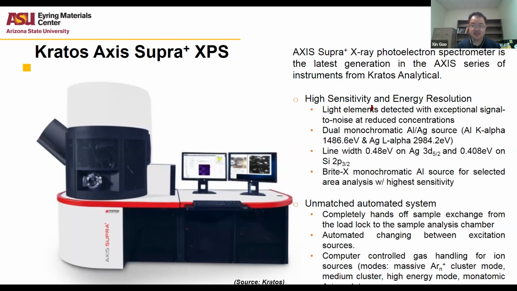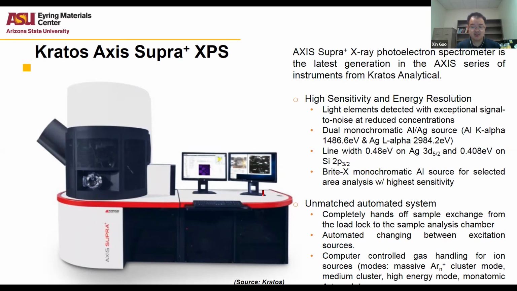It's equipped with dual monochromatic aluminum and silver X-ray sources that allow us to probe either surface-sensitive information or bulk-property-oriented information. It has high energy resolution that can measure a line width of 0.48 eV on silver 3d 5/2 and 0.48 eV on silicon 2p 3/2. It's equipped with a Bright X monochromatic aluminum source that enables us to focus the X-ray beam to a smaller size and enhance the surface sensitivity with higher intensity per unit area.